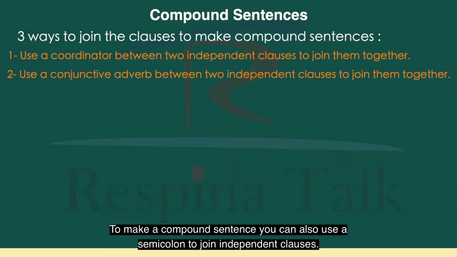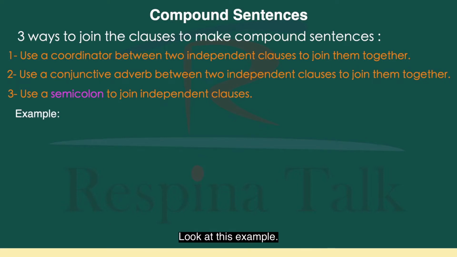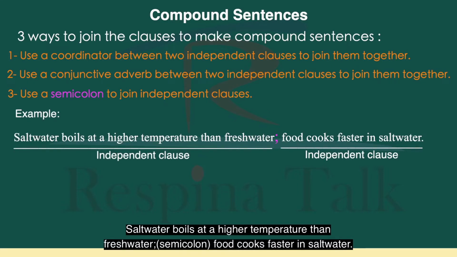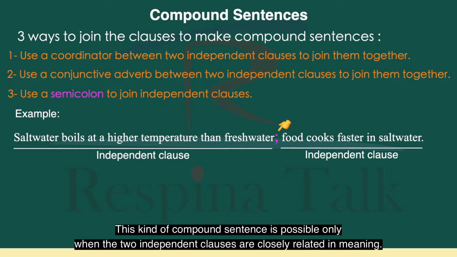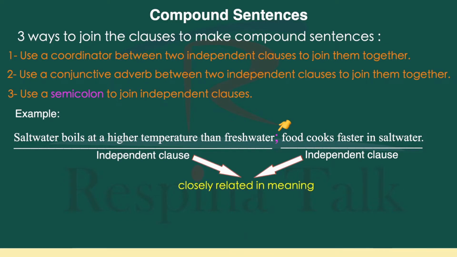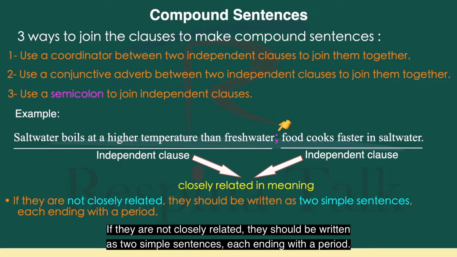To make a compound sentence, you can also use a semicolon to join independent clauses. Look at this example. Salt water boils at a higher temperature than fresh water; food cooks faster in salt water. This kind of compound sentence is possible only when the two independent clauses are closely related in meaning. If they are not closely related, they should be written as two simple sentences, each ending with a period.